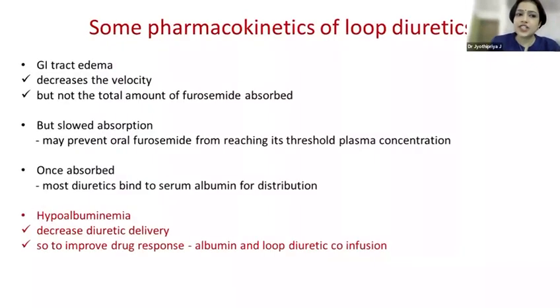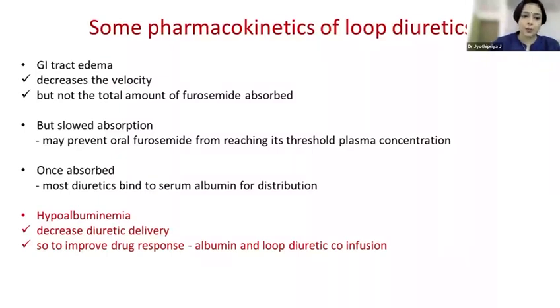Now, when there is GI tract edema, the velocity of absorption will be decreased. Although the total amount of drug absorption won't be affected, because of the slowed absorption, this will prevent the oral furosemide from reaching its threshold plasma concentration.